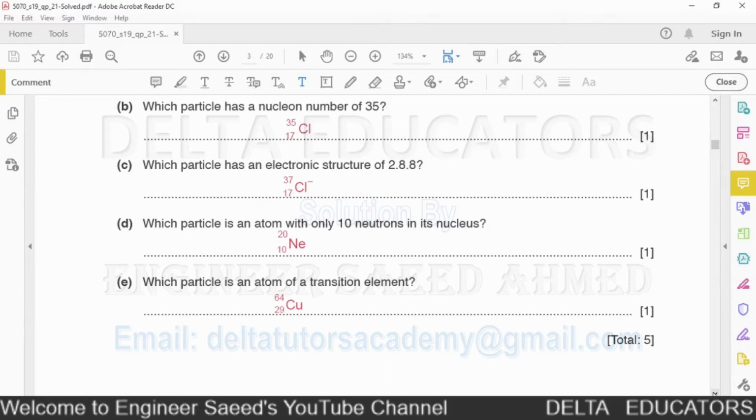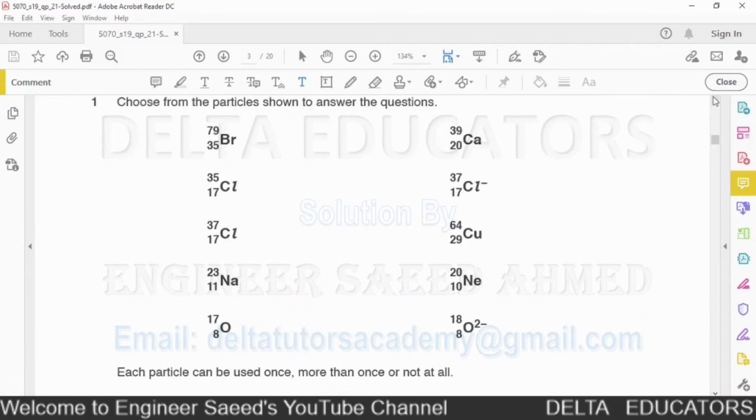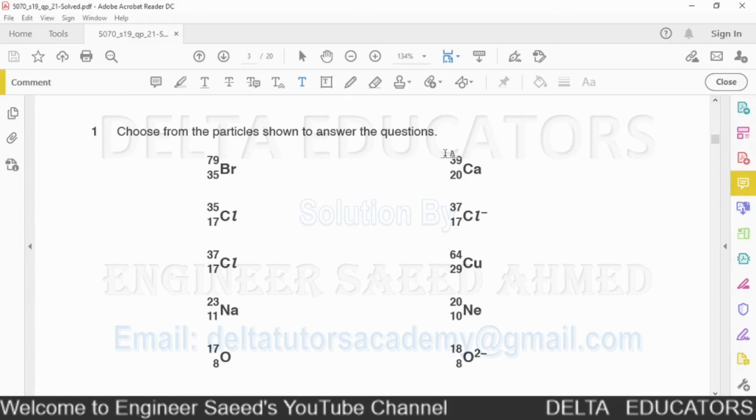Part D, which particle is an atom with only 10 neutrons in its nucleus? How do we get the number of neutrons? It is nucleon number minus proton number. To get the number of neutrons, we have to subtract proton number from nucleon number. And whatever the difference is, this difference is called the number of neutrons.